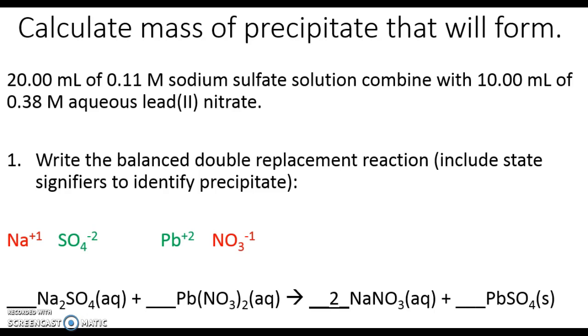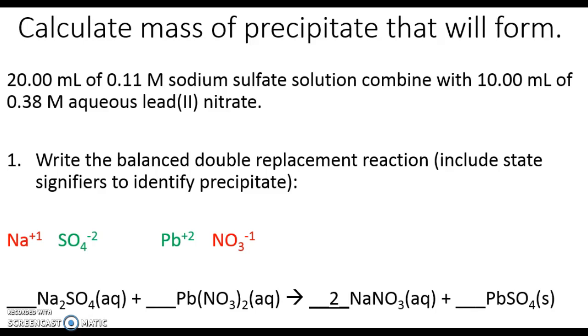Now we need to consult the solubility rules to determine the state signifiers of those products. We don't have any clues in the question. So when we consult the solubility rules, we see that nitrates are soluble no matter what the positive ion is. So the sodium nitrate would be AQ, aqueous, soluble. And sulfates are in the soluble category.